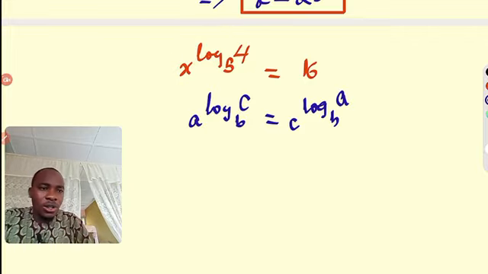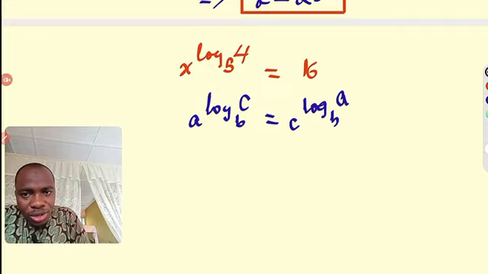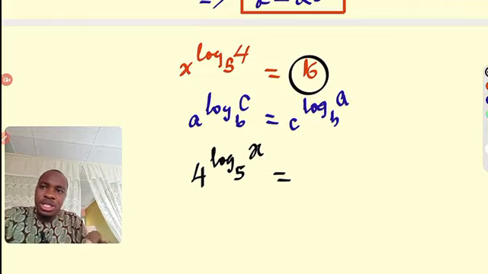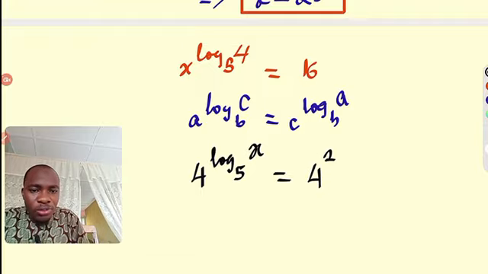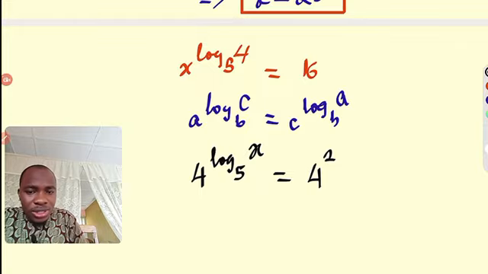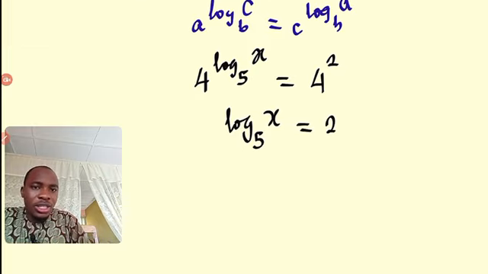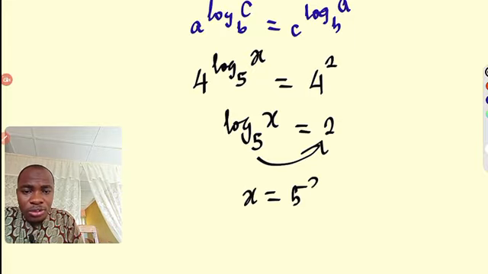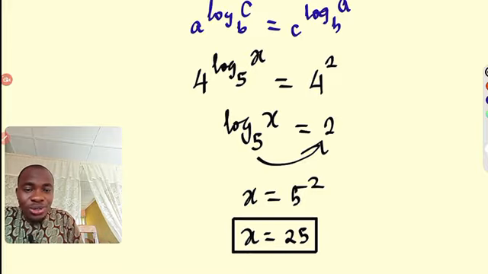Now by applying that law, it means that 4 will come down, then equals, and you know that 16 here can be written as 4 to the power of 2. So since we have the same base, this is going to be log x base 5 equals 2. Now writing this in exponential form, it means 5 raised to the power of 2 gives x, so x is 5 to the power of 2, and then x is going to be 25. Understood? And that is the solution to the problem.